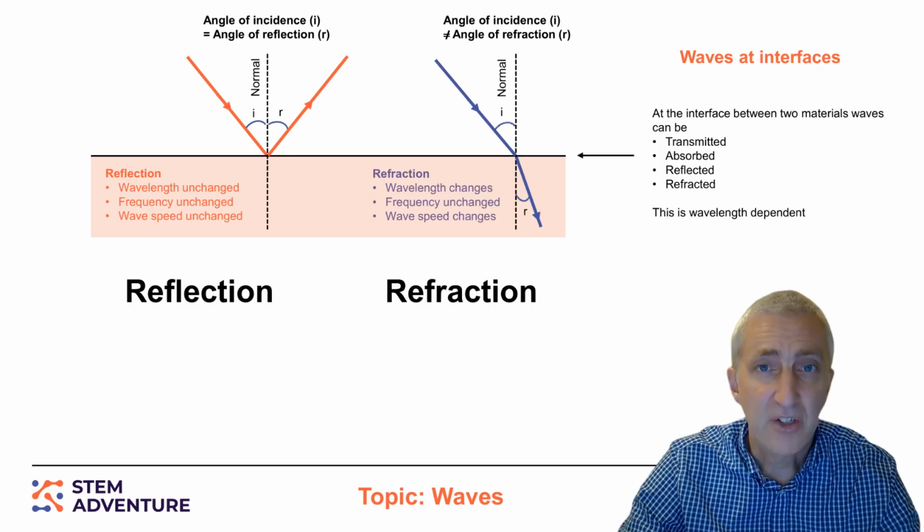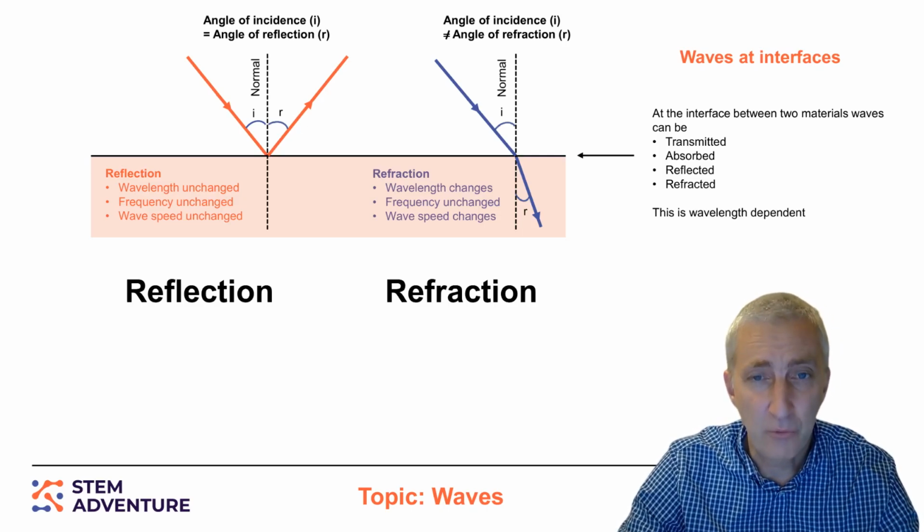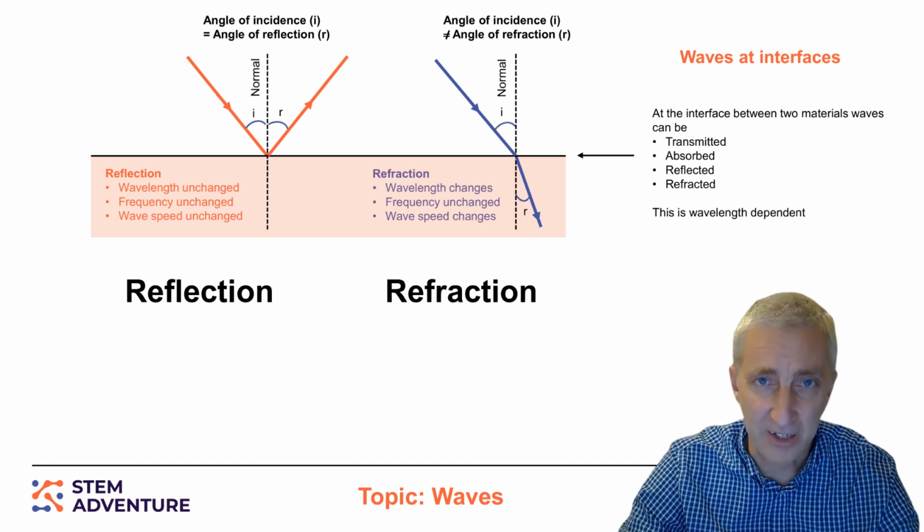Waves can do a number of things at the interface between materials. They can be transmitted, absorbed, reflected, or refracted. The reflection and refraction of light needs to be understood in terms of how they change the frequency, wavelength, and wave speed.